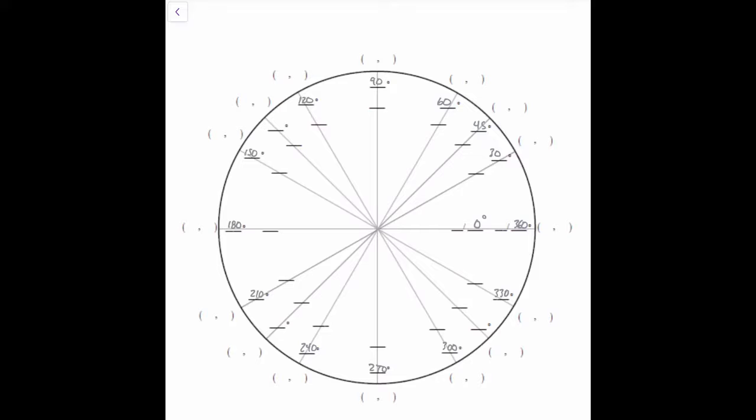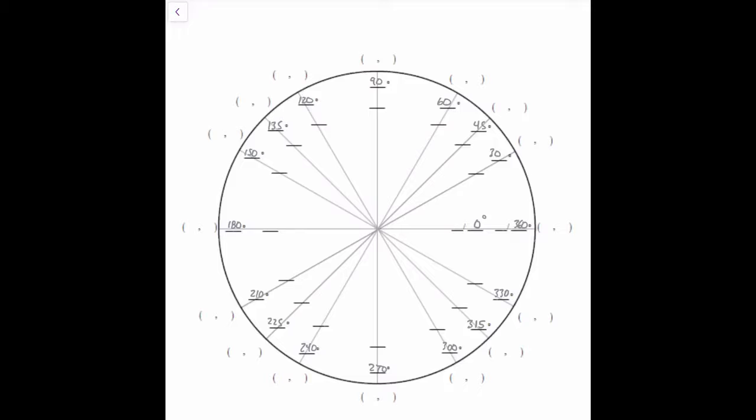Now I'm going to fill in the 45s, so I'm just going to count by 45. So it's 45, 90, 135, 180, 225, 270, plus 45 is 315. And now I've filled in all the angles in degrees.